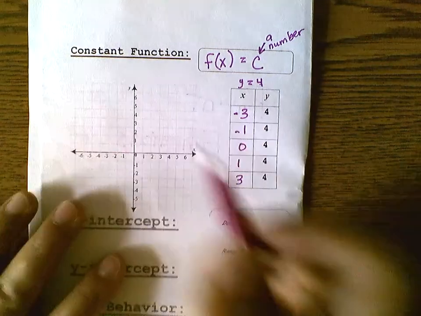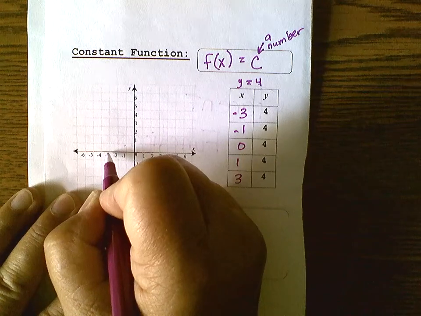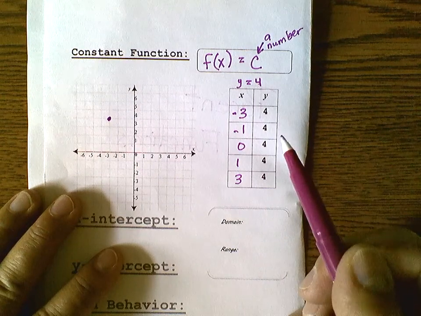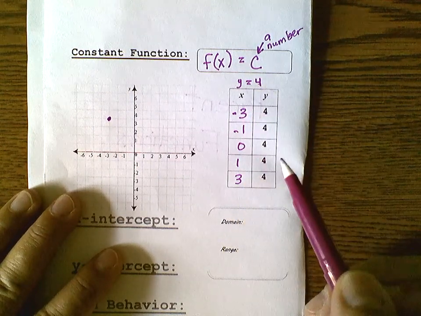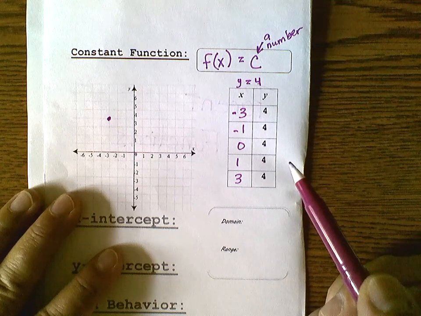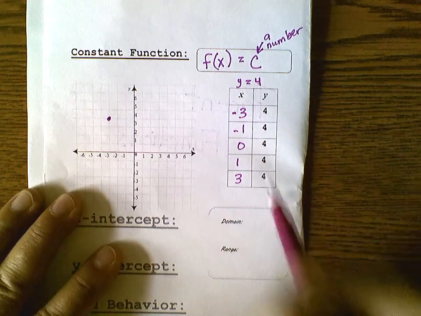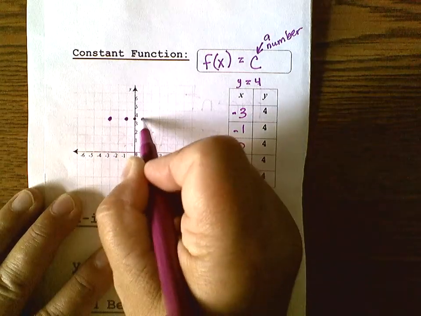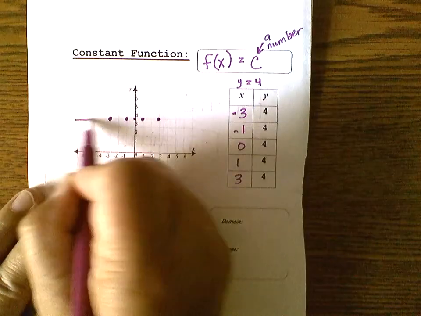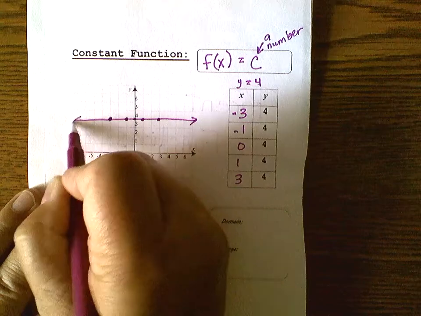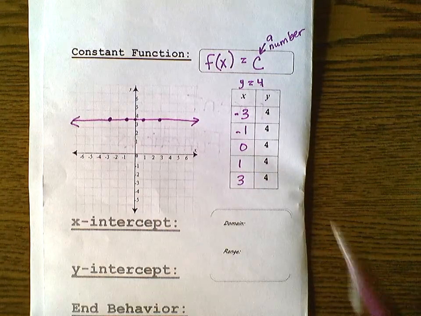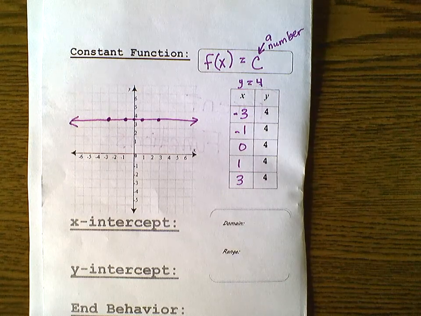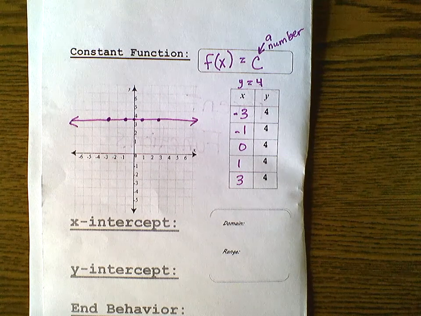And if we plot these points on our coordinate plane, we have (-3, 4). And I'm thinking that some of you may remember what's going to happen here when you have y equals some number, what kind of line we're going to have, what kind of slope we have. So let's keep graphing. (-1, 4), (0, 4), (1, 4), and (3, 4). And if we connect our points, we have a horizontal line with a slope of 0, which makes sense because 0 times x makes it go away. So a constant function is always going to be a horizontal line.